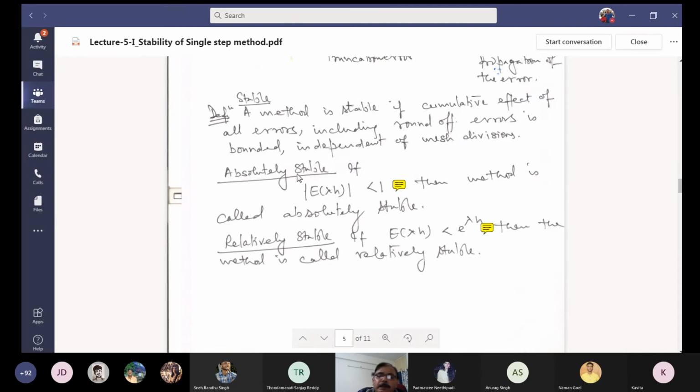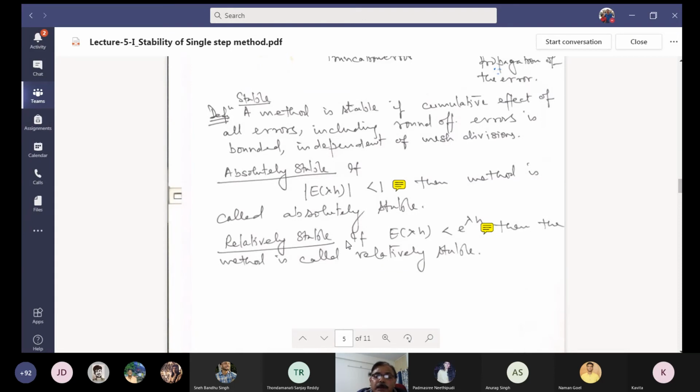Absolutely stable if the magnitude of e lambda h is strictly less than 1 for lambda less than 0. This PDF is not working properly here. In the note it is written lambda less than 0. If it is true for lambda less than 0, then only we will say that it is absolutely stable. So make that correction. Then relatively stable. If you open the file outside this MS Teams, then you can read this note without any trouble.